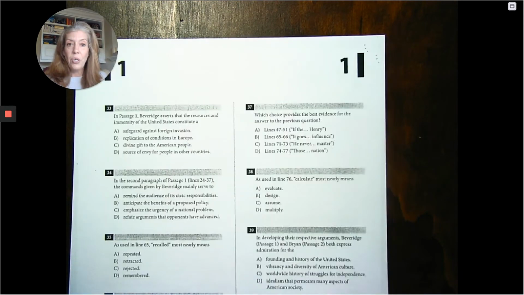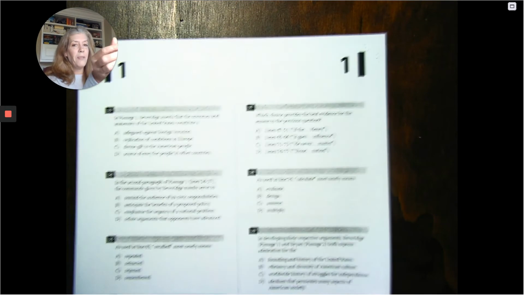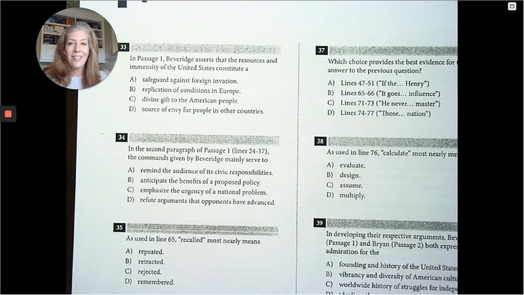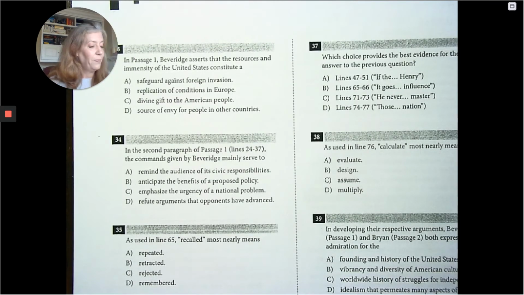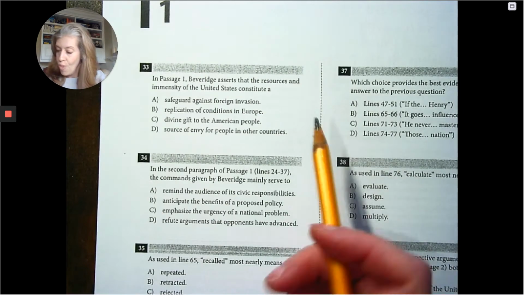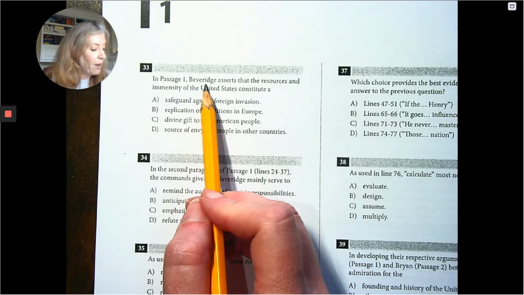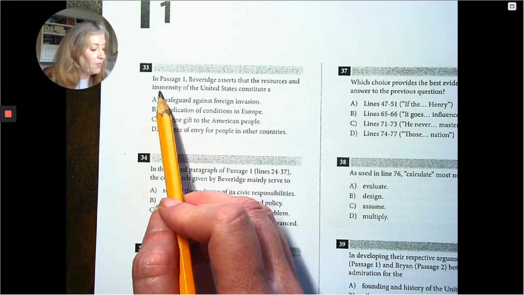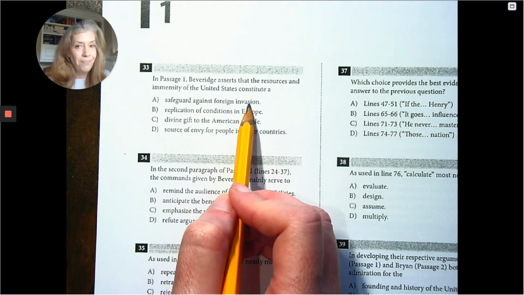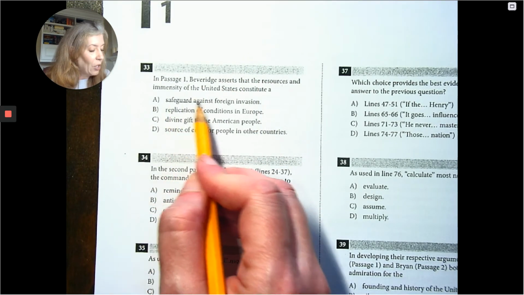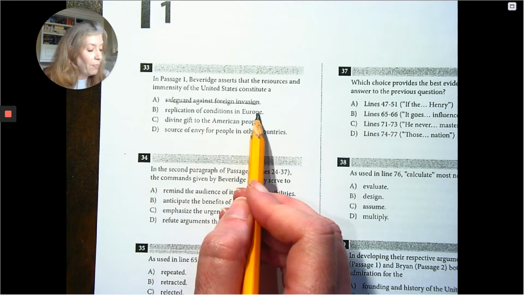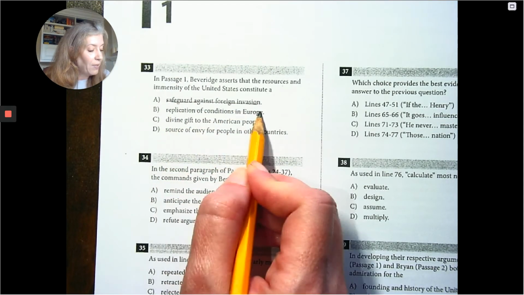We're going to start exactly the way that we started before, with our elimination method, getting rid of the wrong answers. So in passage 1, Beveridge asserts that the resources and immensity of the United States constitute a safeguard against foreign invasion. No, that is absolutely not what he's saying. Replication of conditions in Europe. No, that was not mentioned in passage 1.